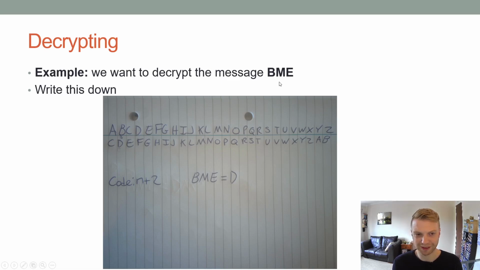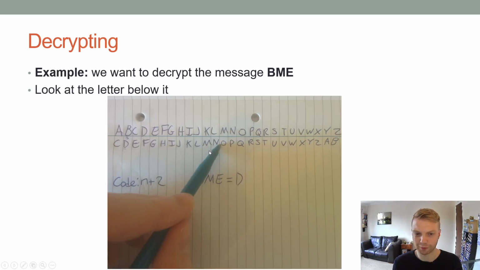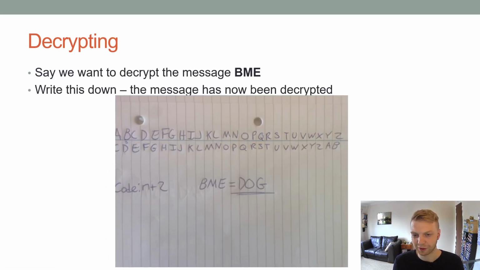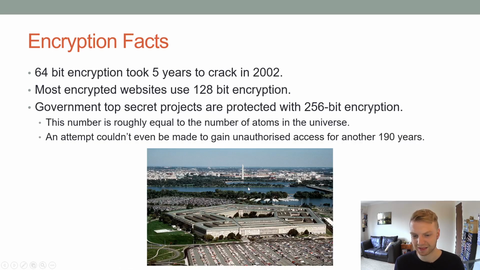Well, you can probably guess what you do for M. So you get to M. Oh, what's under M? It's O. You write O. You get to E. What's under E? It's G. Believe it or not, the message says dog, and that is how you decrypt a message.